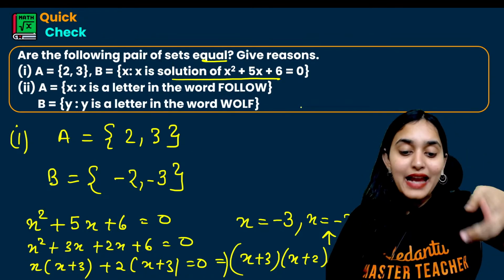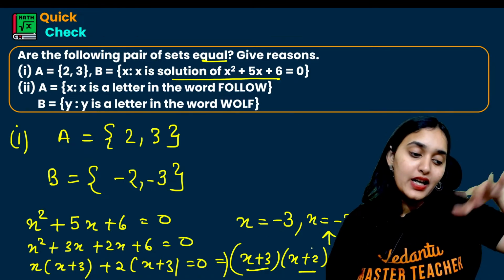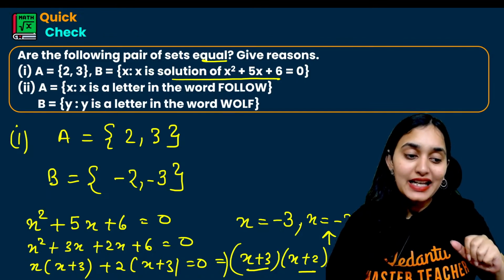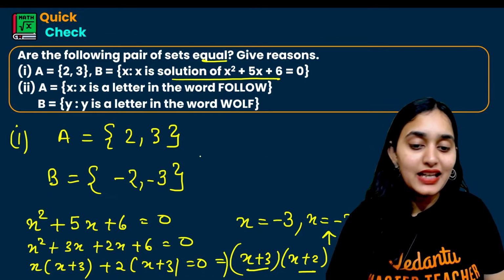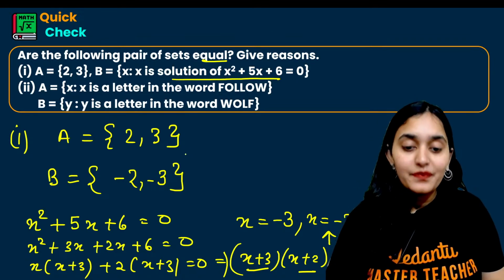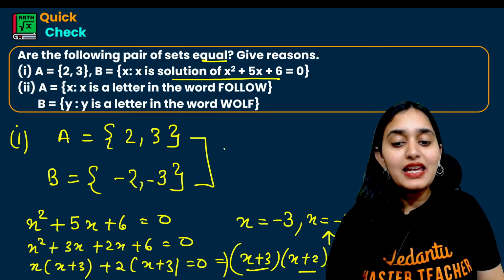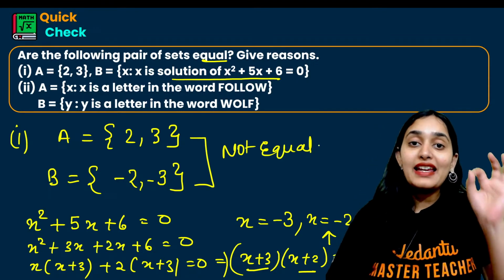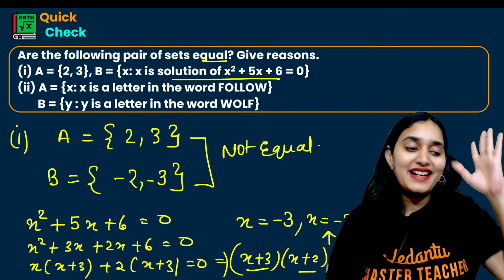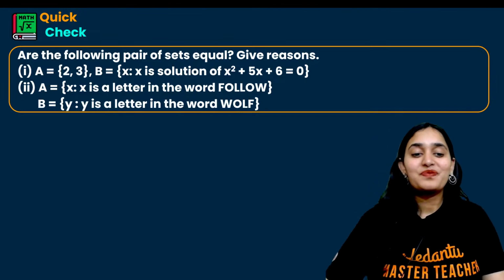So when we look at it, we feel, oh yes, they are equal. x plus 3, x plus 2. 3 and 2. That's what we need. But they are not equal because here they have clearly written 2 and 3, and the solution is minus 2 and minus 3. So are they equal? Not equal. The signs are absolutely different. Interesting question, right? There is a chance of mistake here.